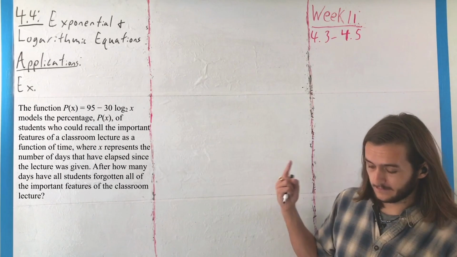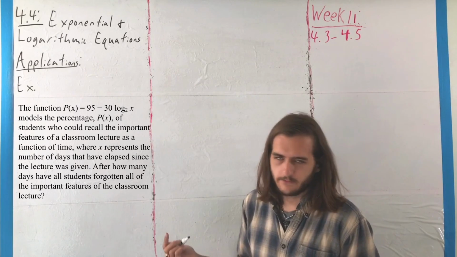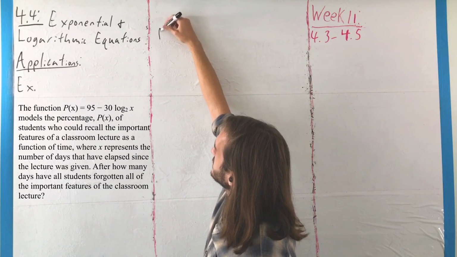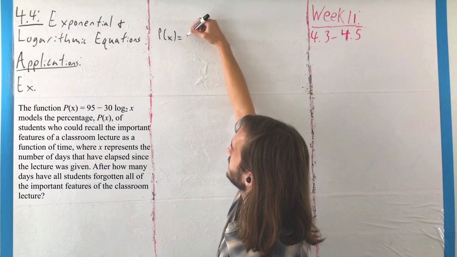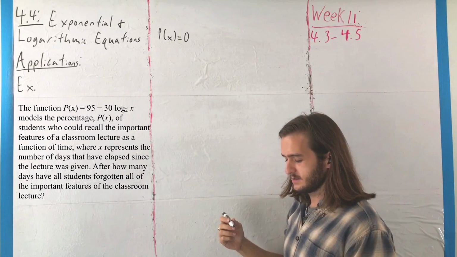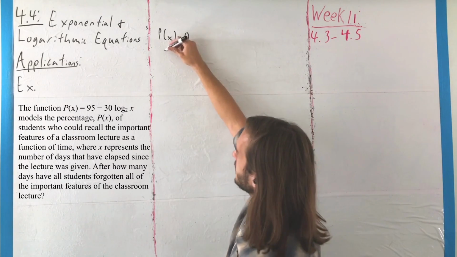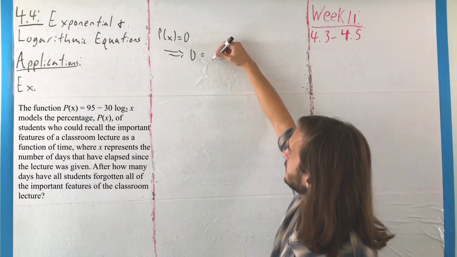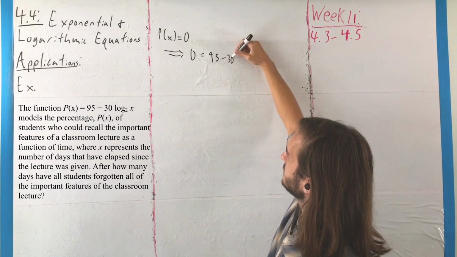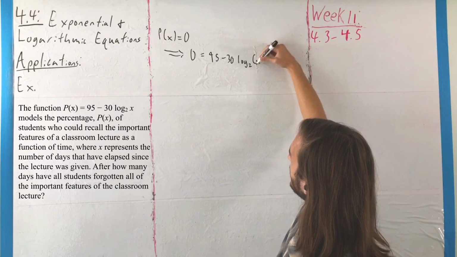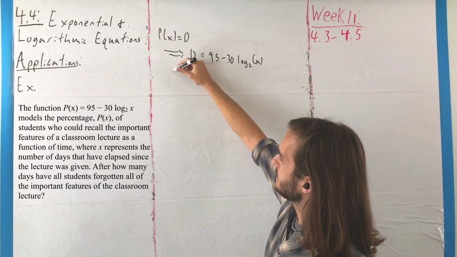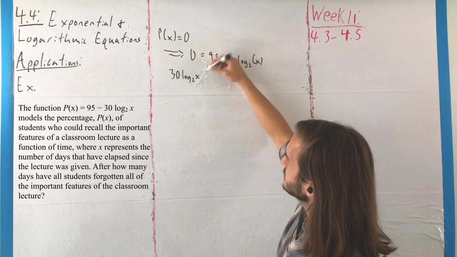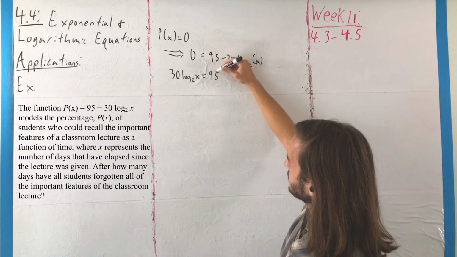So we have our function here. It's a weird one, but it's still a function. And we want to find out what amount of time it takes for everybody to forget. That is, we want p of x to equal 0, which implies that what we need to solve is the logarithmic equation 0 equals 95 minus 30 log base 2 of x, or pulling the 30 log base 2 over, 30 log base 2 of x equals 95.